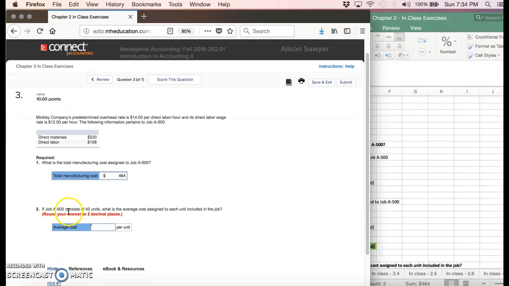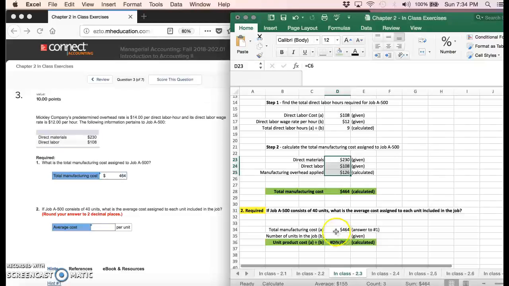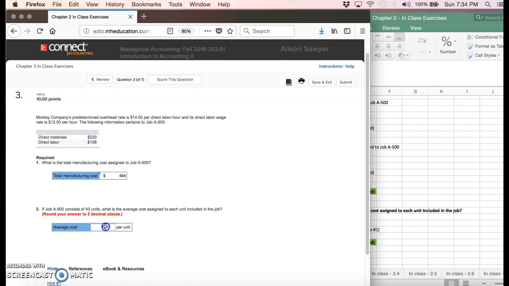So then it says if job A500 consists of 40 units, what's the average cost assigned to each unit included in the job? So if we know that the total manufacturing costs were 464 and there were 40 units, all we're going to do is divide. So we're going to take our 464 that we got from step 1 and just divide by the total number of units. That's going to be 1160.